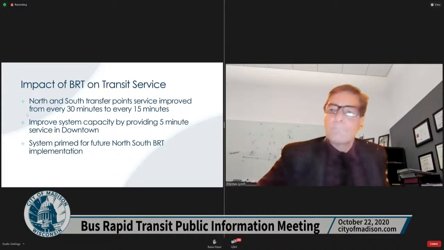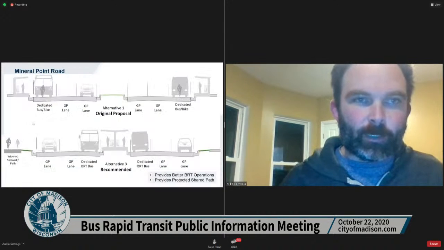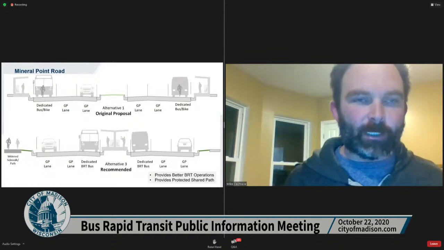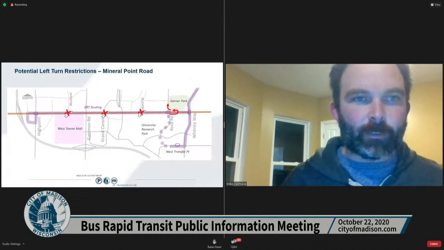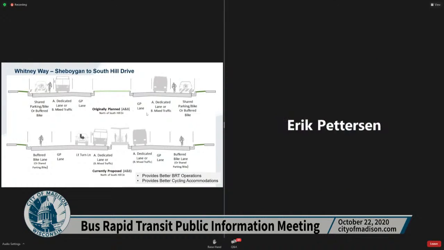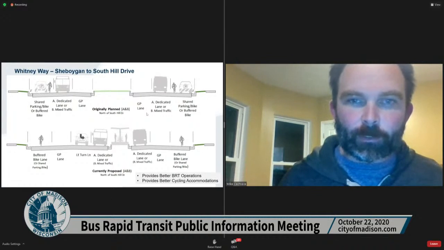Mike? Yeah, so that's a good question. I have a graphic that shows it, but I don't have it available. Generally, what would happen is that the car or general purpose traffic would merge into the bus lane, and then they would merge into the left turn lane. I'm going to see if I can find a graphic while the questions go on. So they would actually be a part of the dedicated lane. The car would merge into the bus lane, and then it would merge out into the left turn lane.